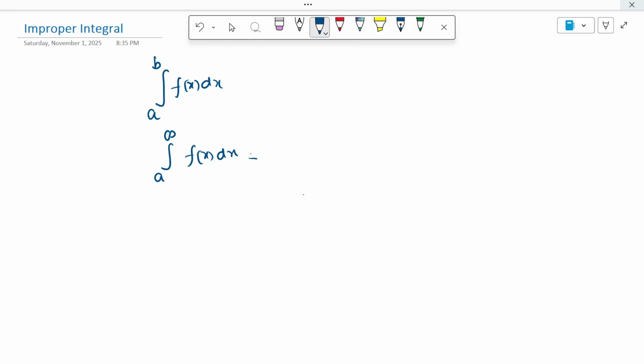So we will write this as a limit. We will introduce a new variable, that is t, and this tends to infinity. Then we will write a to t f(x) dx. If this limit exists, then this is known as convergent. And if this limit does not exist, then it is known as divergent. So this type of improper integral is known as type 1.